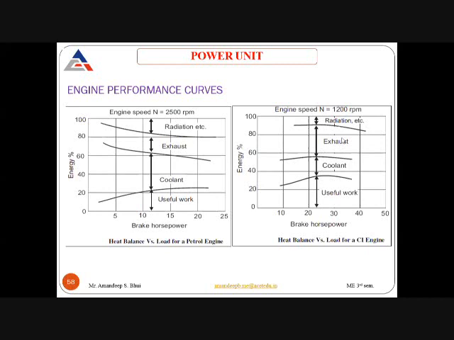So we have more heat loss in the exhaust, but we have more heat available as useful work, or brake power, in the diesel engine. That is why diesel engines have more power and more torque capacity. So the work-doing capacity is more in diesel engines as compared to petrol engines. So this is another graph that correlates the heat balance versus the load for petrol and diesel engines.